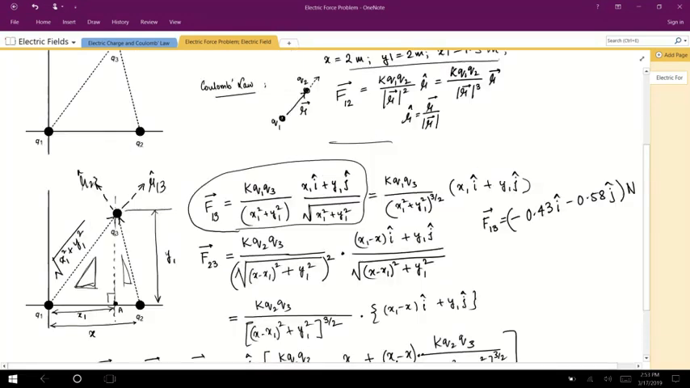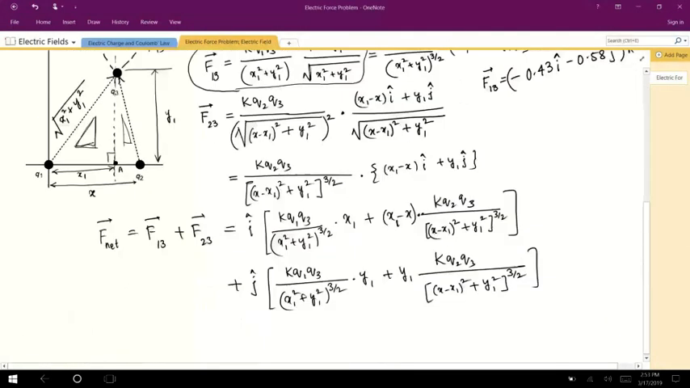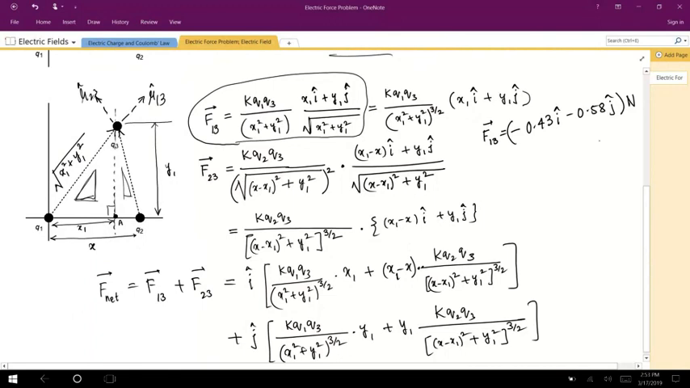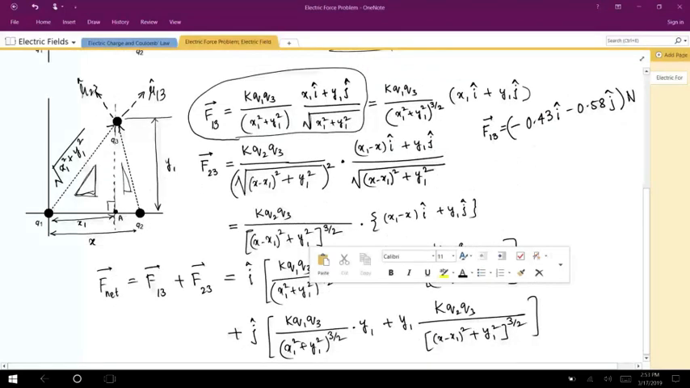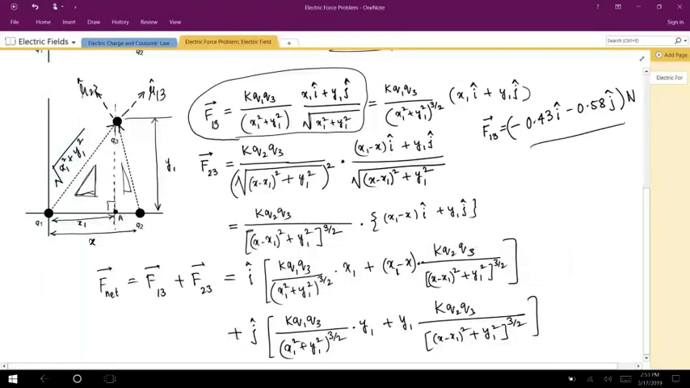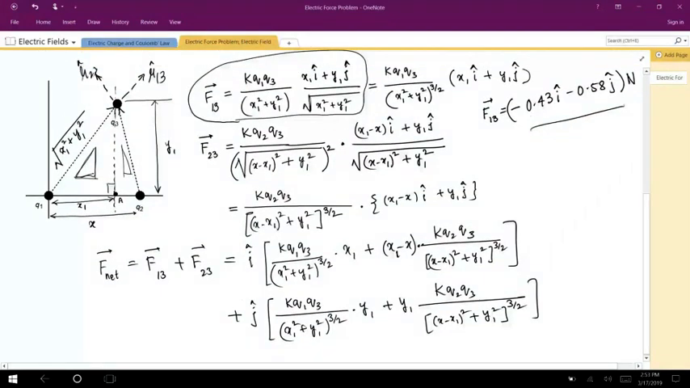Okay, let's try to think about it and see if this matches what we expect. Q1 and Q2, if you notice, are opposite charges. They have opposite signs. Q1 is negative, Q2 is positive, which means that I'm expecting this force to be pointing along this direction, which is negative x and negative y direction. That's what I'm finding over here. So my answer is probably correct, at least to the extent that the signs are correct, right?